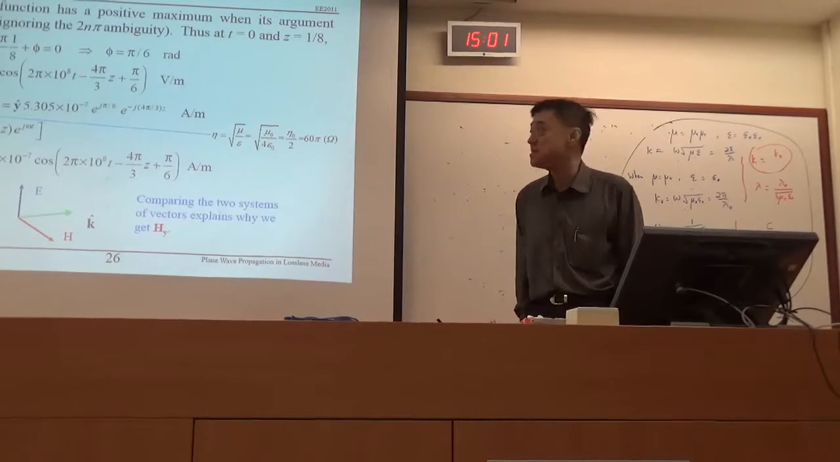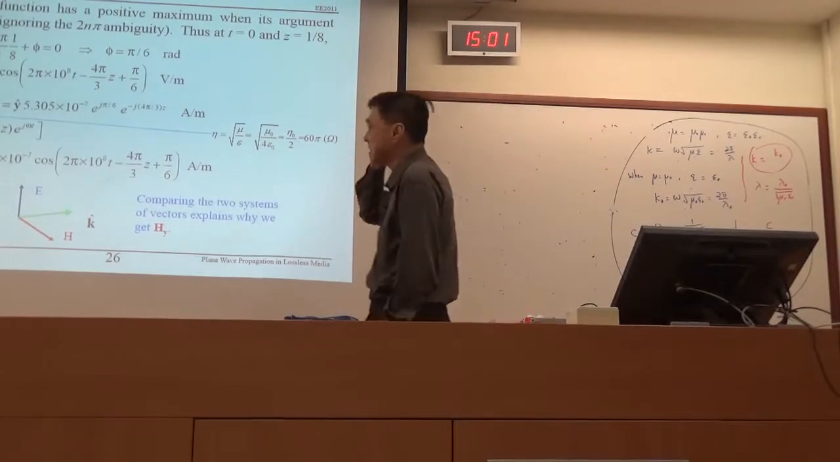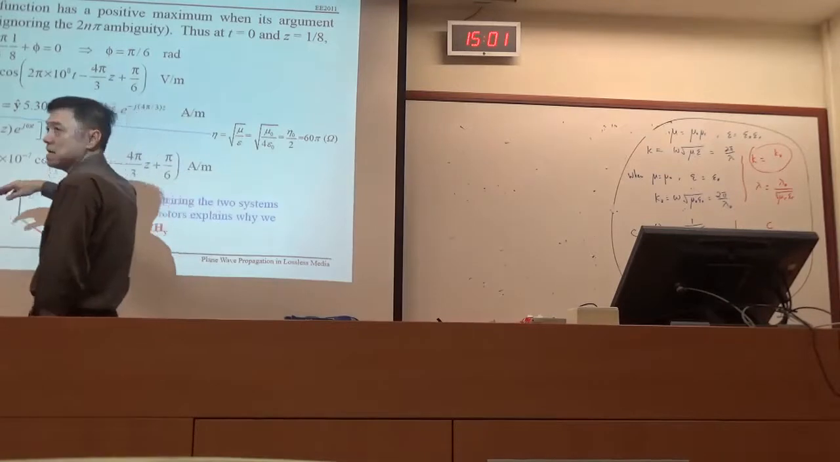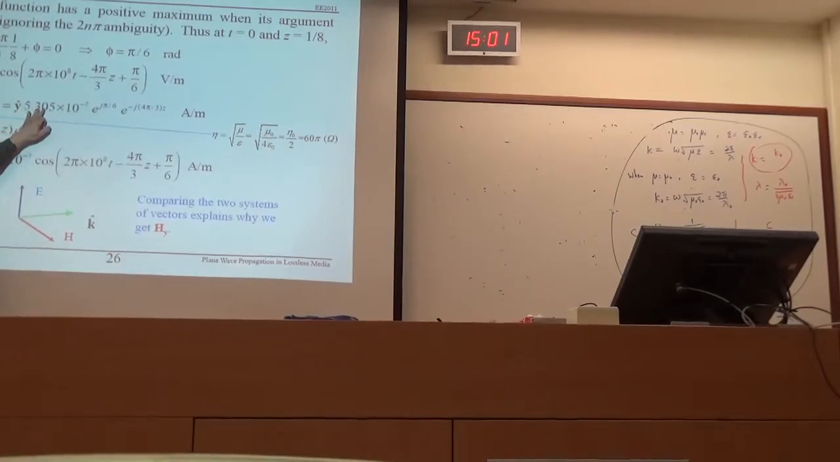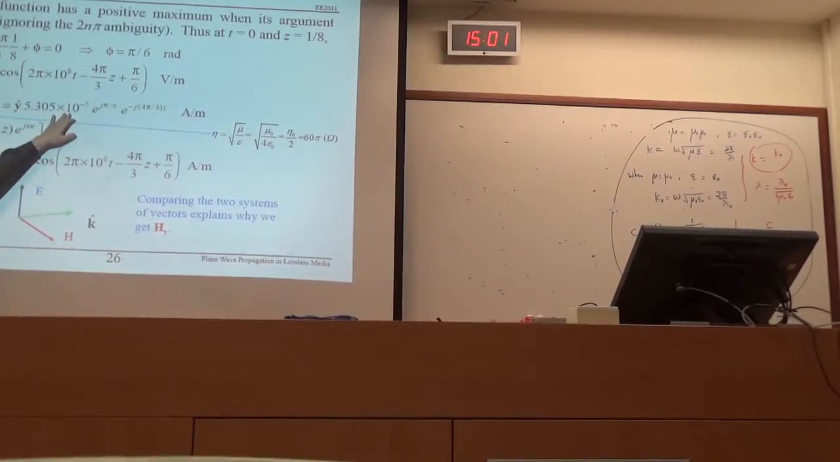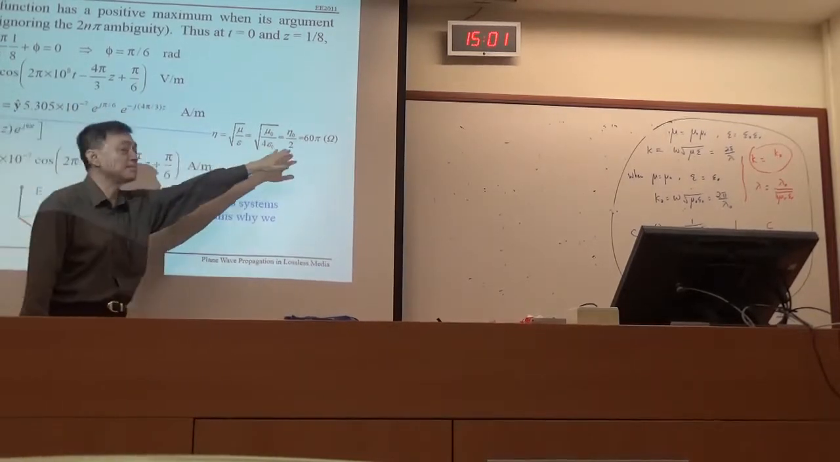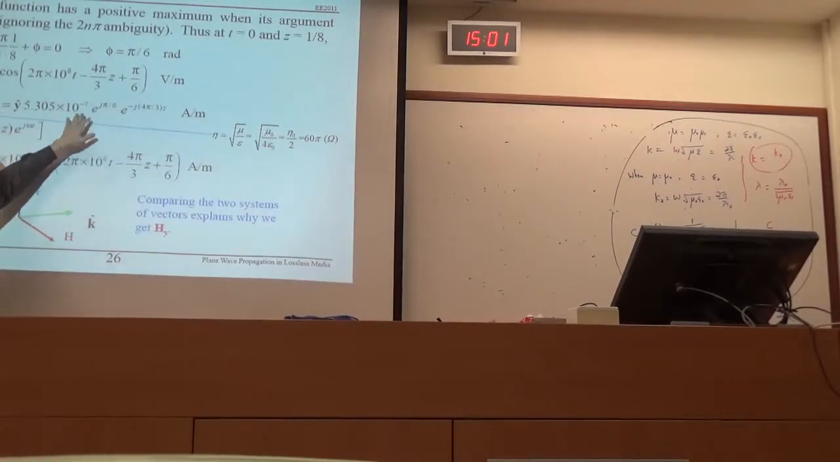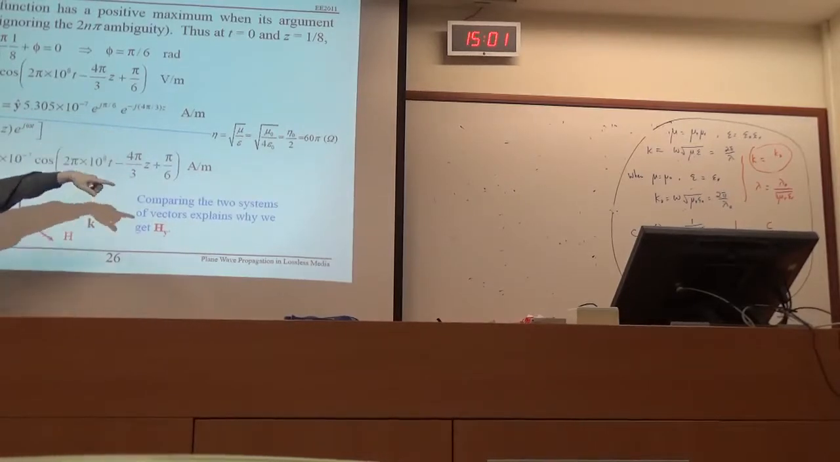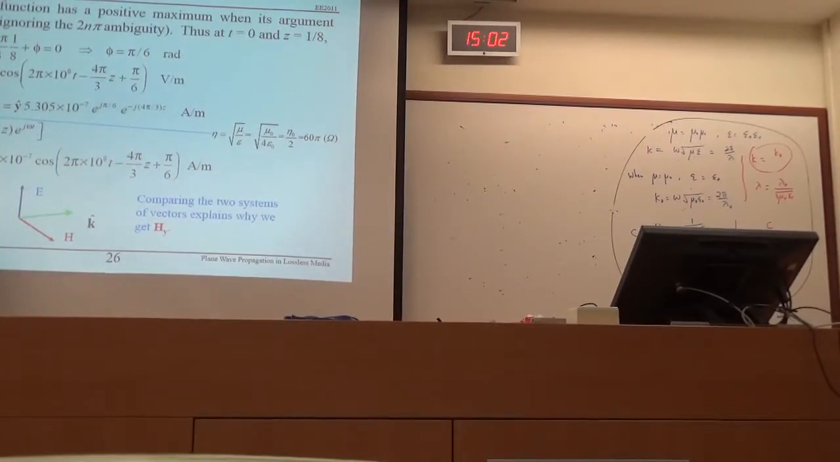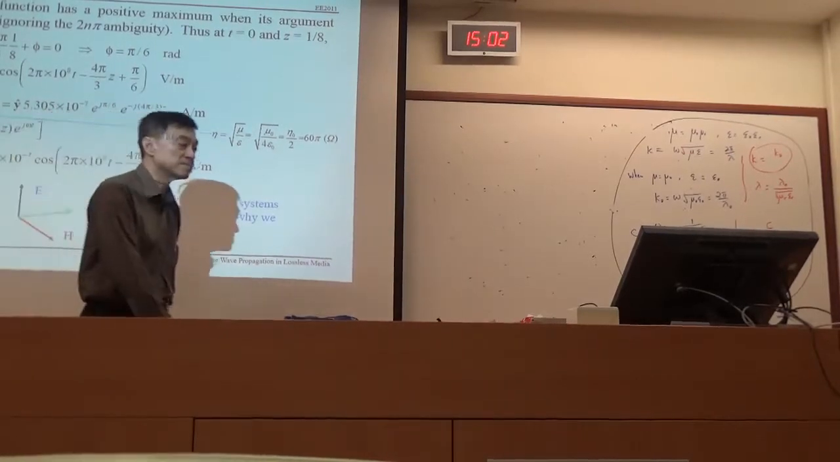Alright, ladies and gentlemen, let's come back. For this last question, this number 5.305 times 10 to the power minus 7 is actually 10 to the power minus 4 divided by 65. Remember, H naught is equal to E naught divided by zeta. So 10 to the power minus 4 divided by 65 gives you this 5.3 times 10 to the power minus 7.